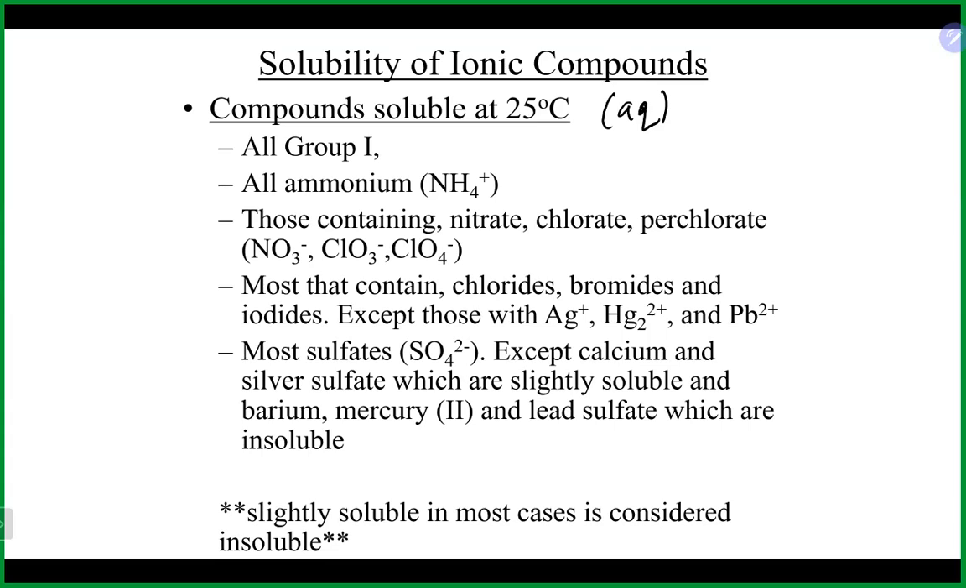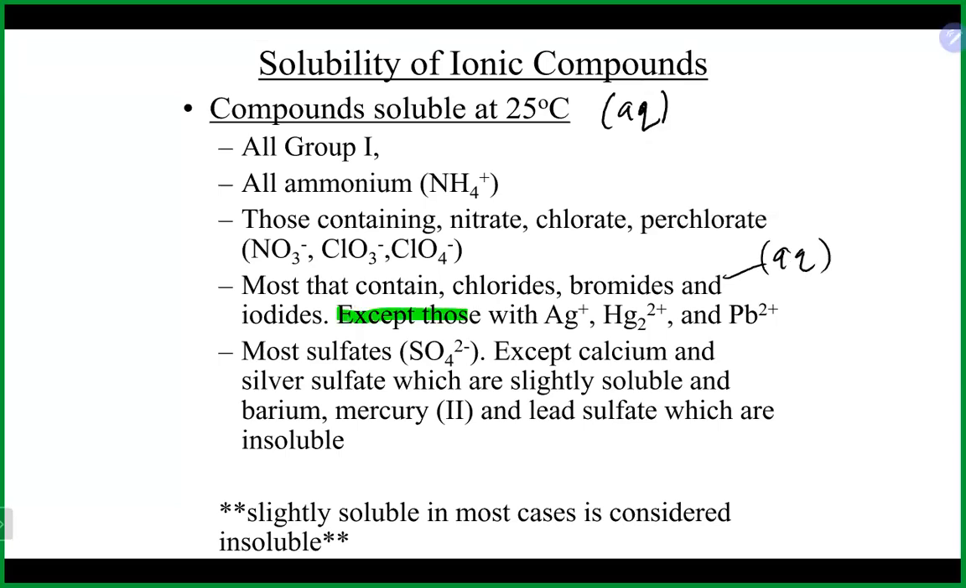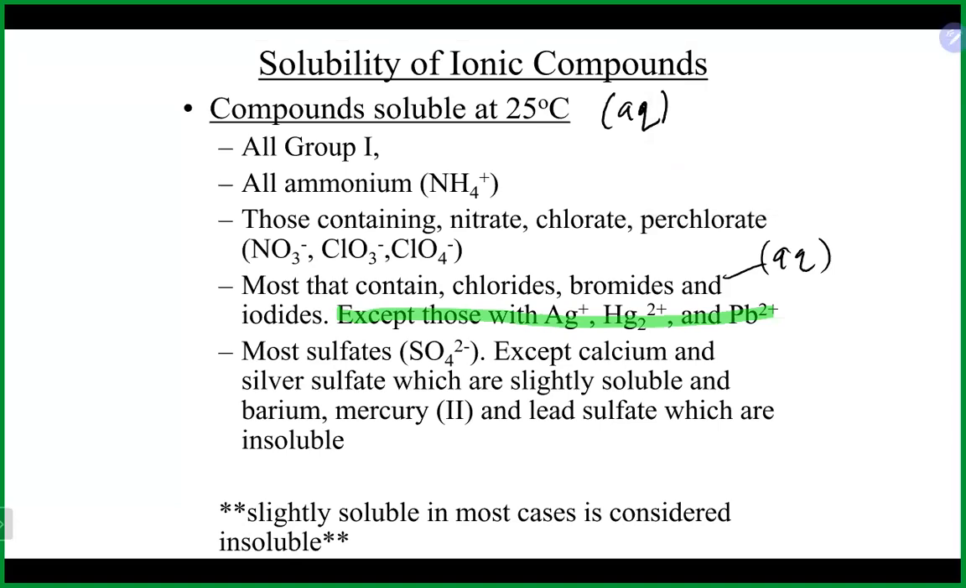But unlike the others, there are some exceptions. So these are typically soluble, which means they will get the aqueous symbol next to them. But there actually are a few exceptions. The exceptions here are if any of those are hooked up with silver, mercury 1 by the way, and lead 2, then they are going to be the opposite of soluble, which means they will be insoluble and they will get a solid.